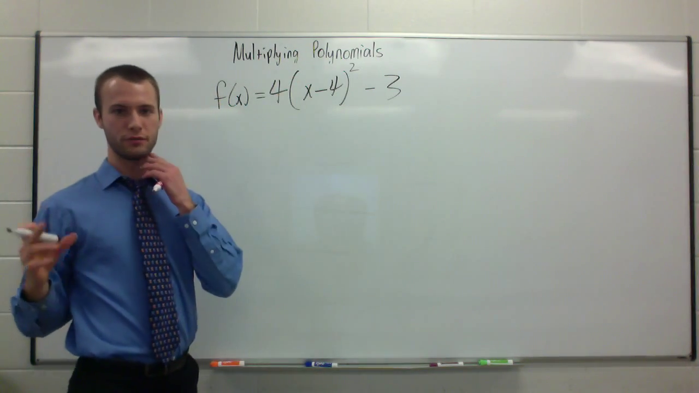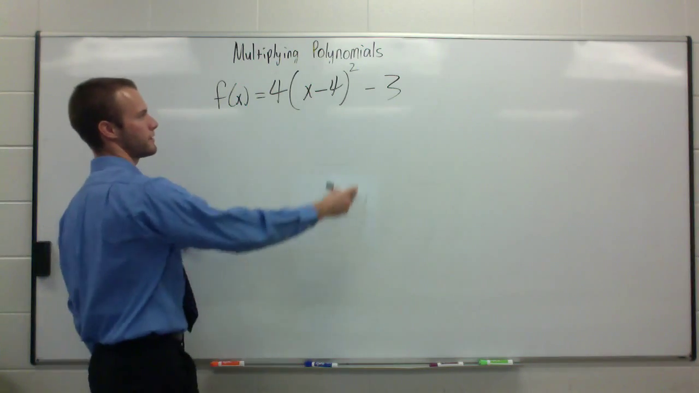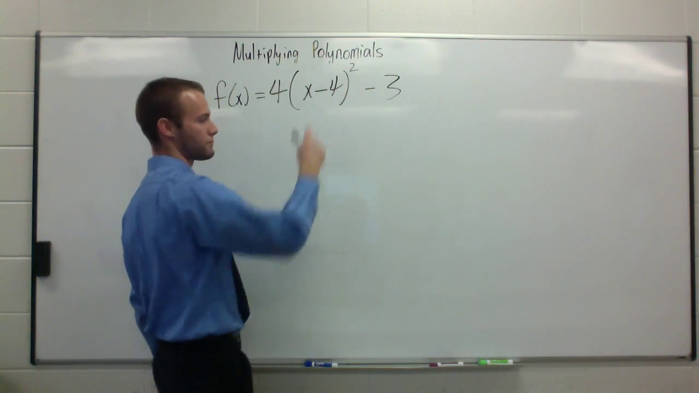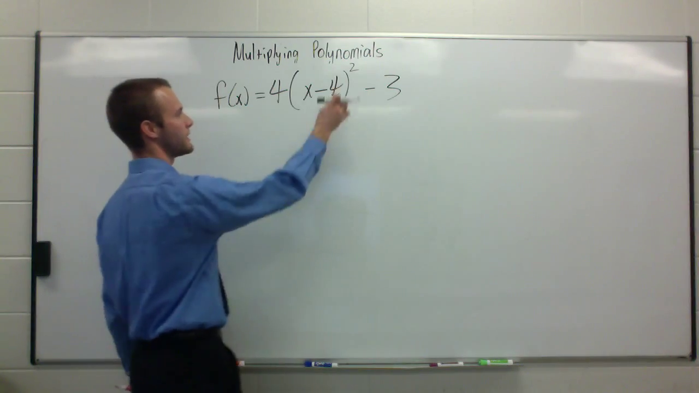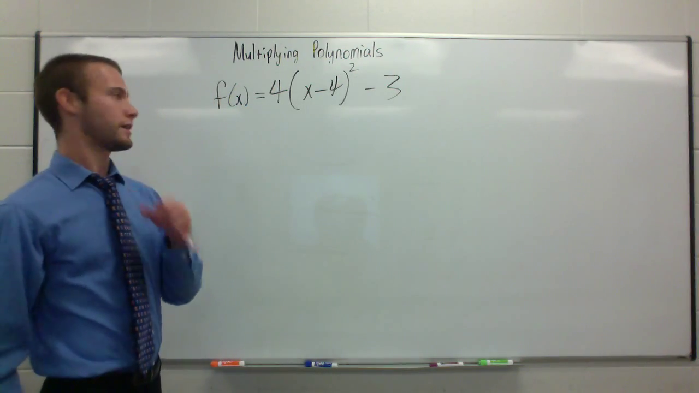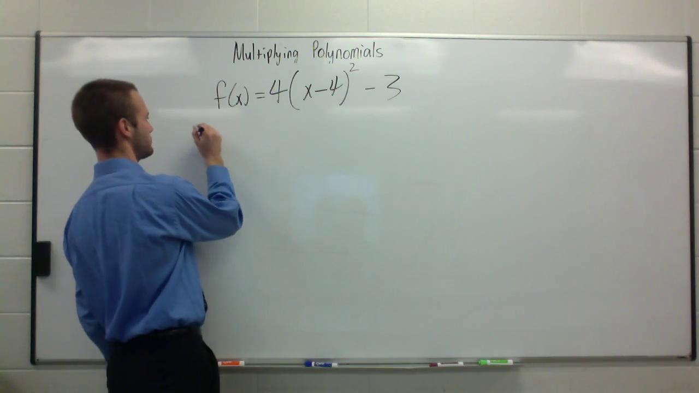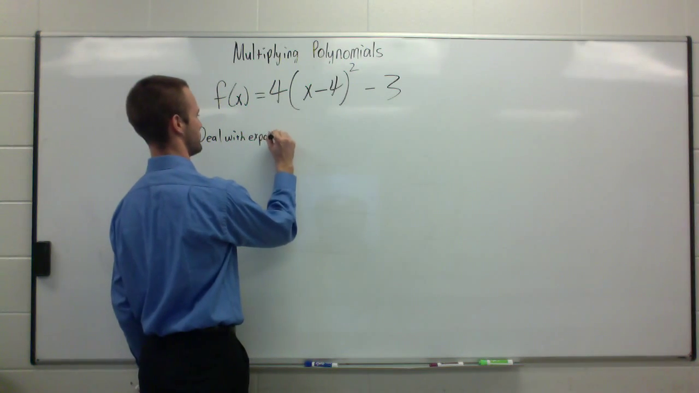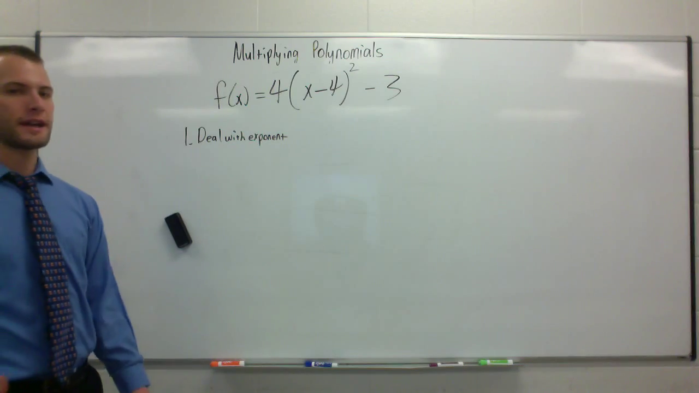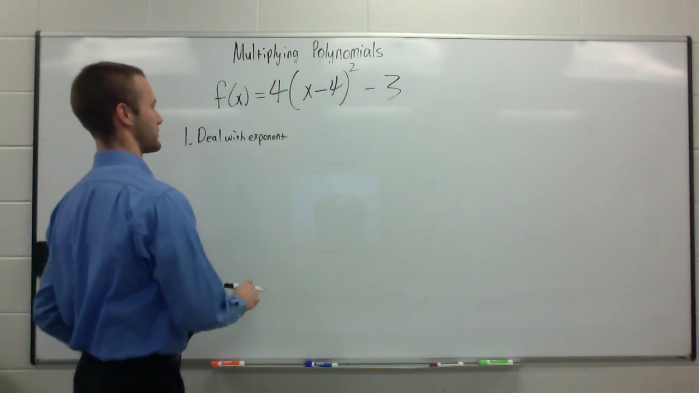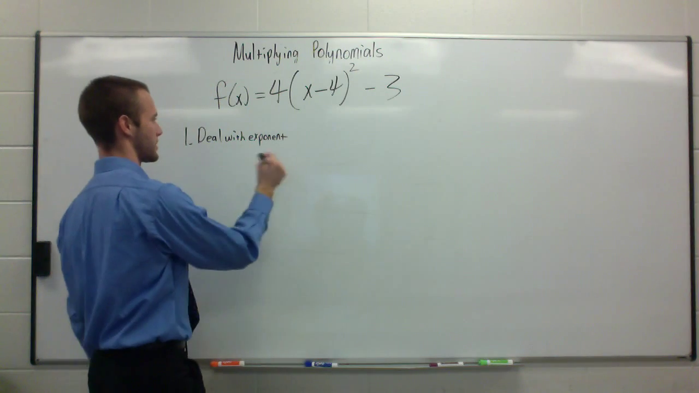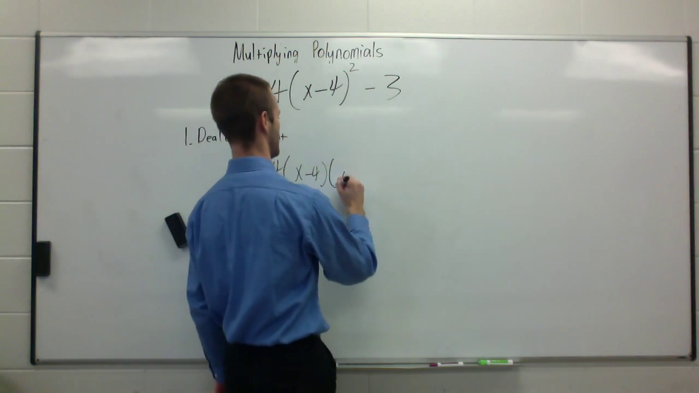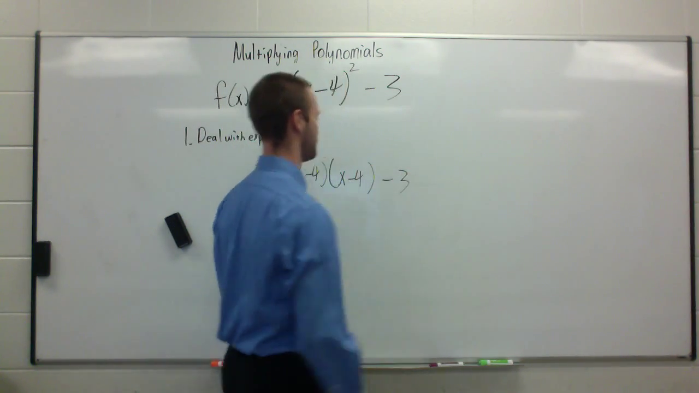But remember, if you're following the order of operations that you learned way back in the day, we have an exponent. And exponents come before multiplication because distributing into a set of parentheses is multiplication. So we need to deal with this exponent first, right? Now, how do you deal with the exponent? Well, you have to remember, what does it mean to square something? We have to multiply it by itself. So this is now 4 times x minus 4 times x minus 4, and then minus 3.